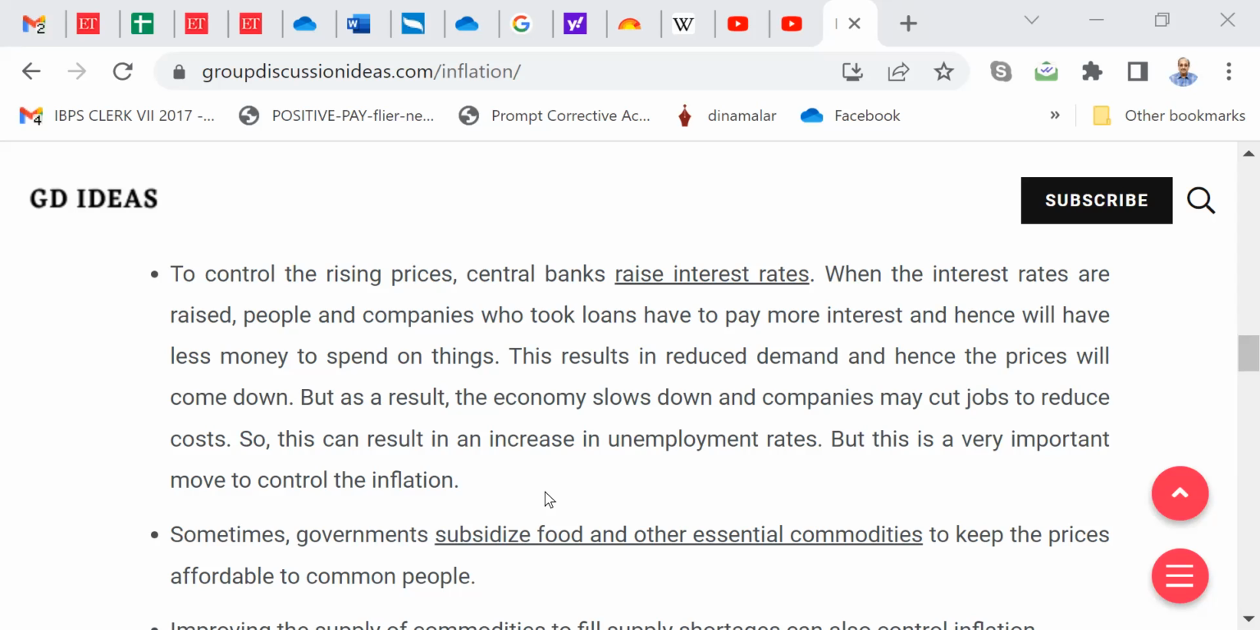To control the rising prices, central banks raise interest rates. When the interest rates are raised, people and companies who took loans have to pay more interest and hence will have less money to spend on things. This results in reduced demand and hence the prices will come down. But as a result, the economy slows down and companies may cut jobs to reduce costs. So, this can result in an increase in unemployment rates. But this is a very important move to control the inflation.